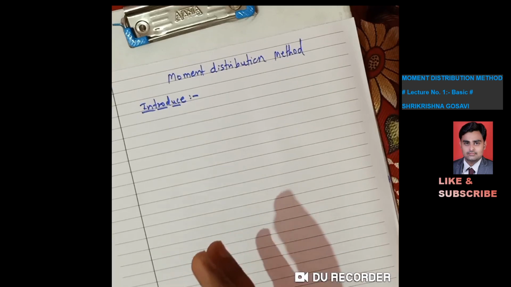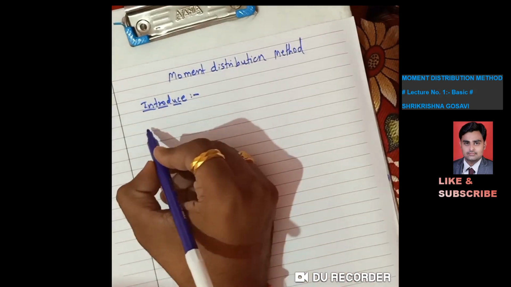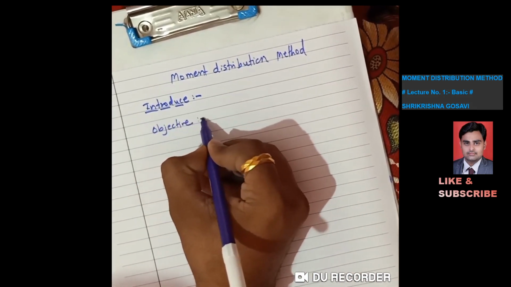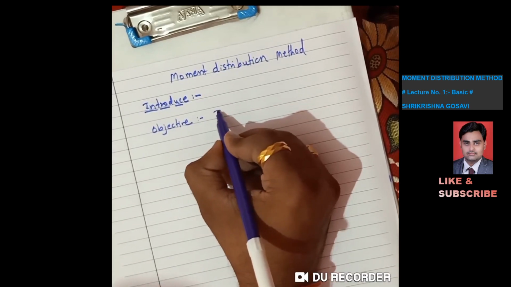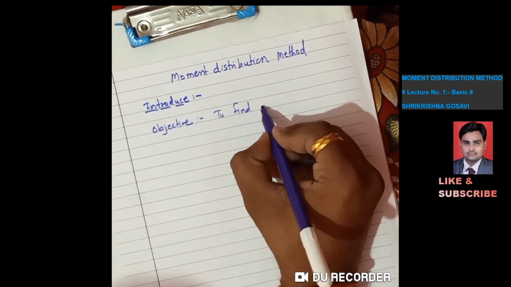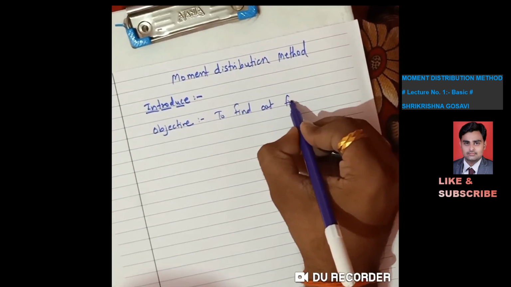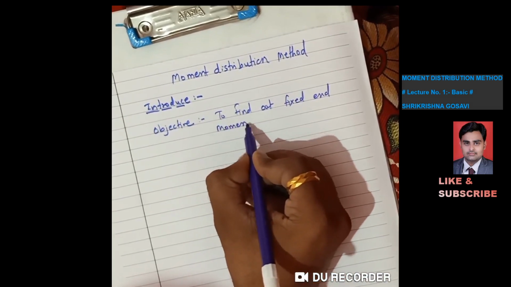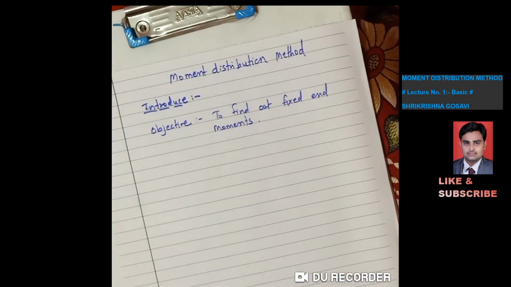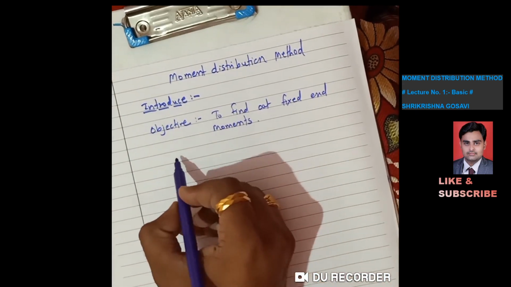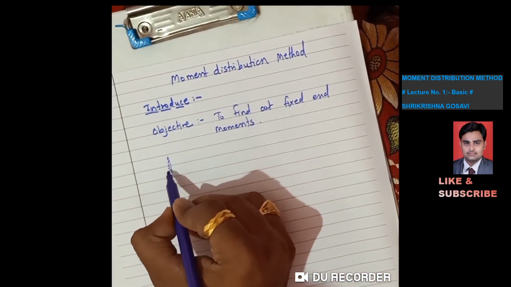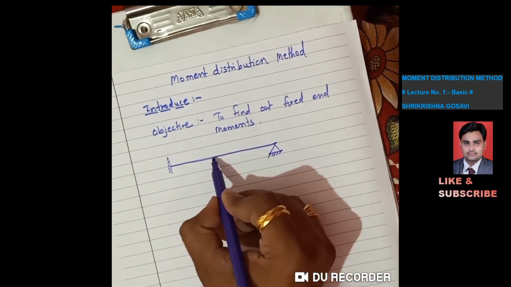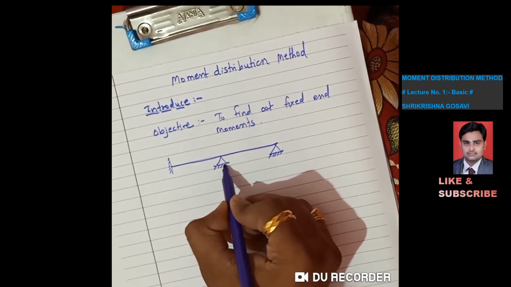So the objective of this method is to find out the fixed end moments. Let me explain with an example. Suppose this type of beam is there, this end is fixed. Suppose here a hinge is provided and somewhere here another support is provided.